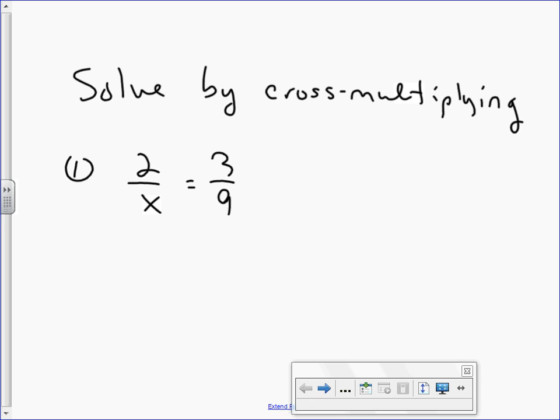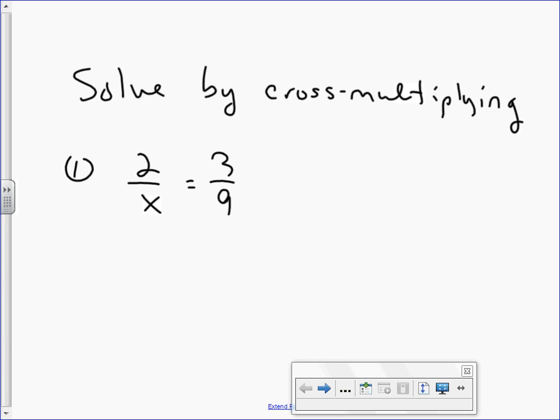When you solve by cross multiplying, what you have is a fraction on the left side of the equals and a fraction on the right side. Just one fraction on each side. That's when cross multiplying works, okay? So this is a perfect example. The fraction on the left side is 2 over x. The fraction on the right side is 3 over 9.